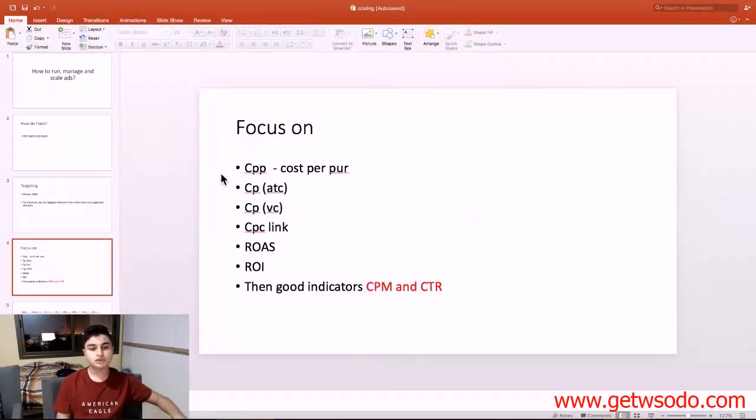That's why you should always look at them. But if you just want to know when to shut and when to keep the ad, without any knowledge, you can just look at the CPP and the ROAS. But if you want the full details, look at your cost per add to cart, your cost per view content, your CPC link, your ROAS, and your ROI, and also the good indicators, the CPM and the CTR. Now let me tell you this big secret.